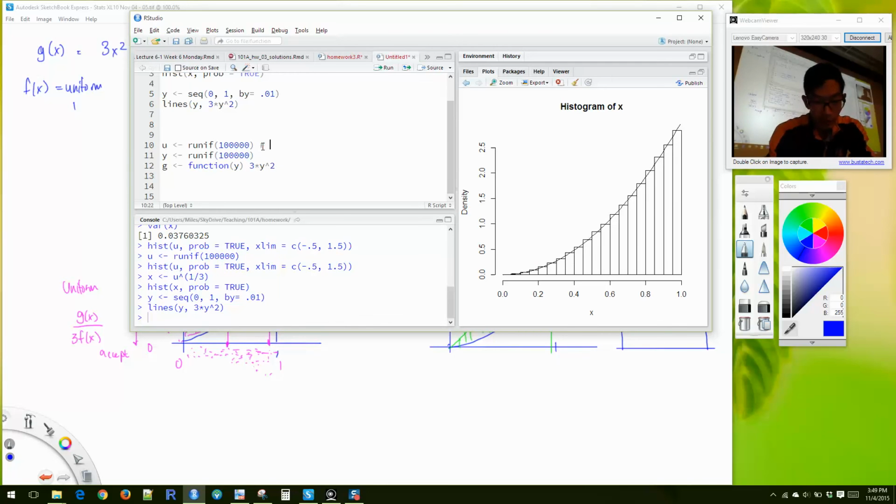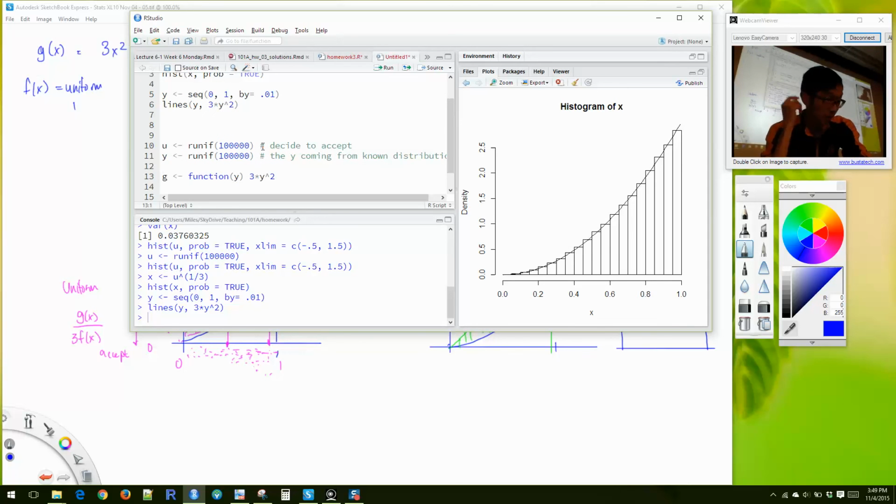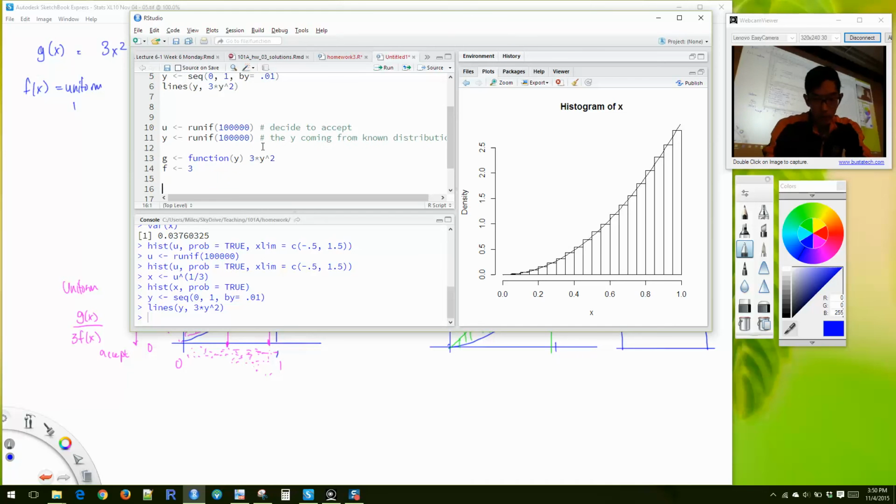So this is kind of our decide to accept. This is the y's coming from the known distribution. We're going to take our 3y squared and we take the ratio between g and f. Oh, okay, so f is actually just 3. So basically I'm going to do g divided by f, g of y over f. And if our u is less than g of y divided by f, okay, this is whether we keep or not.